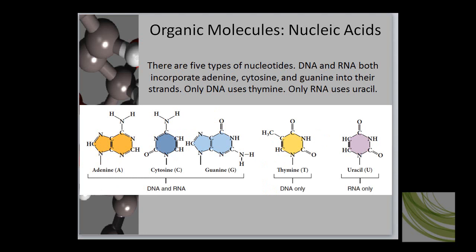Now, RNA, instead of thymine, has uracil. So if you ever see a U, you know you're looking at RNA. If you see a T, you know you're looking at DNA. RNA has no thymines. DNA has no uracils. They are different versions of bases that are found in one or the other.